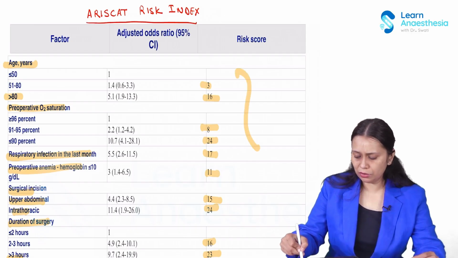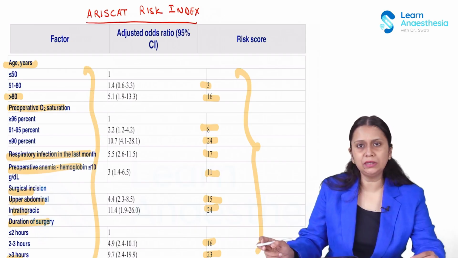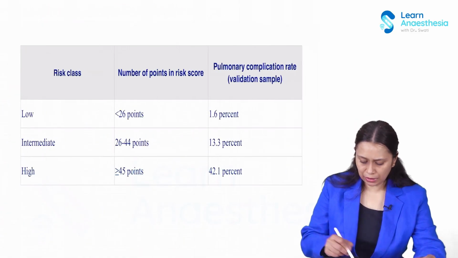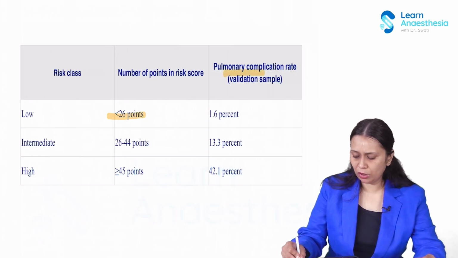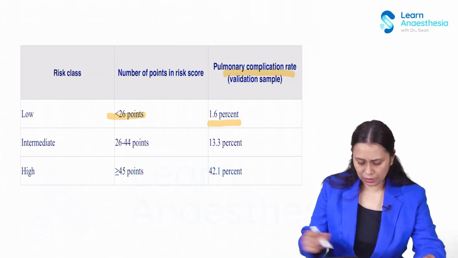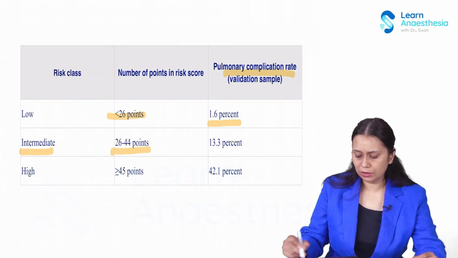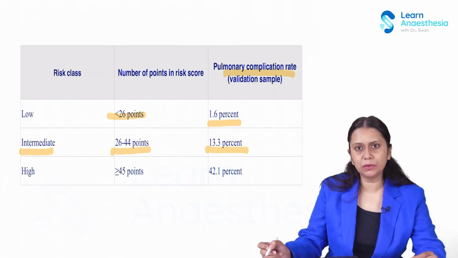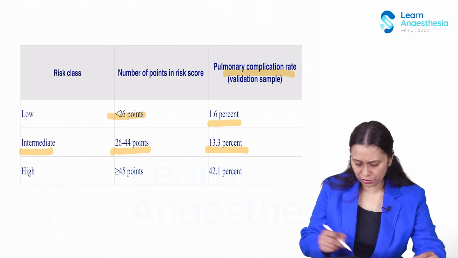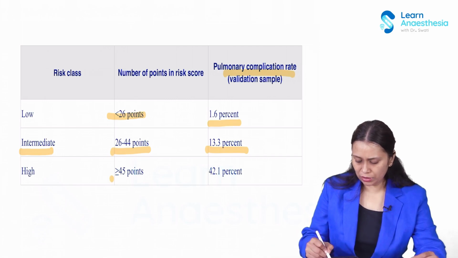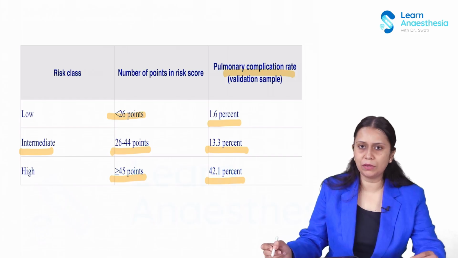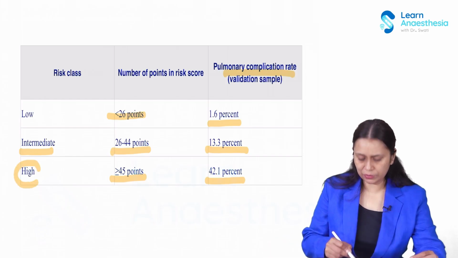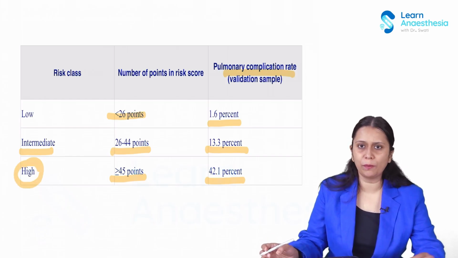So these are the independent risk predictors, and the risk score is calculated. If the patient has less than 26 points, the risk of post-op pulmonary complication is 1.6%. If it is intermediate, 26 to 44 points, there is a 13.3% risk of developing post-op pulmonary complication, and if 45 points or more, 42.1% is the pulmonary complication seen, and the patient comes under a high risk class of developing post-op pulmonary complication.